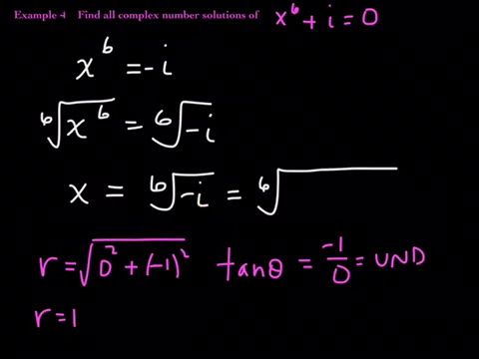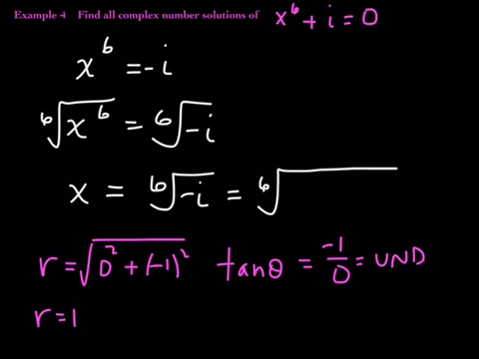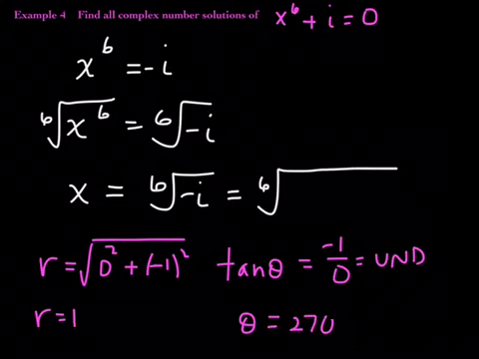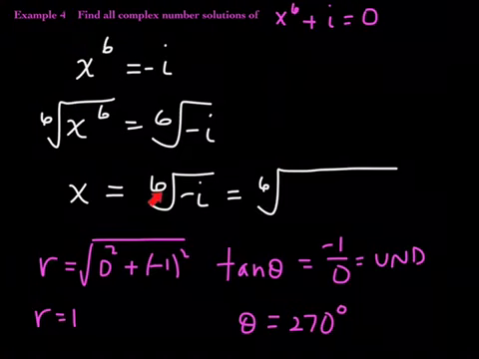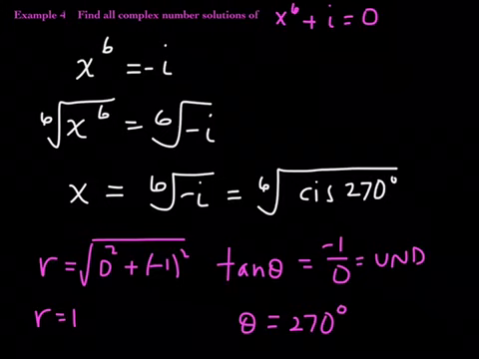So your y value is negative. Remember, this is 0 minus 1i, so your y value is negative, which puts you on the negative portion of the y-axis. So what we know is that theta must be 270 degrees. So when they say find the sixth roots of negative i, that's the same thing as saying find the sixth roots of 1 times cis of 270 degrees. Very good, you guys.